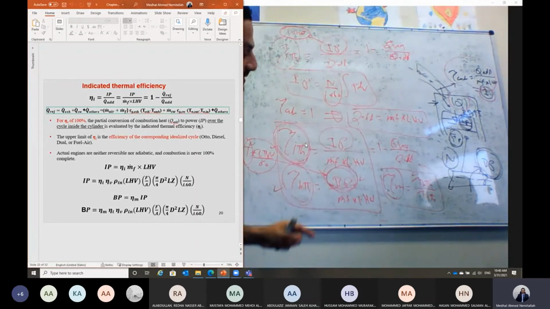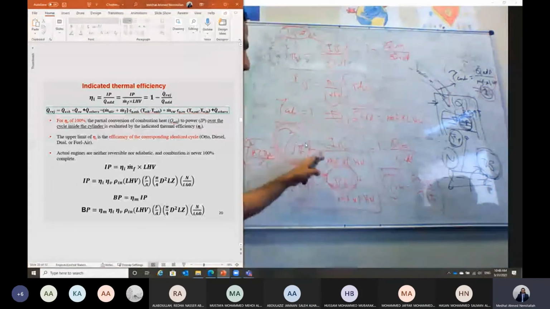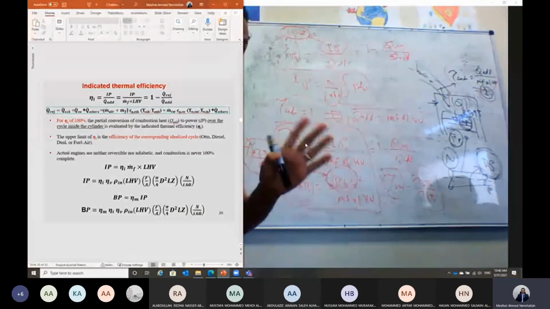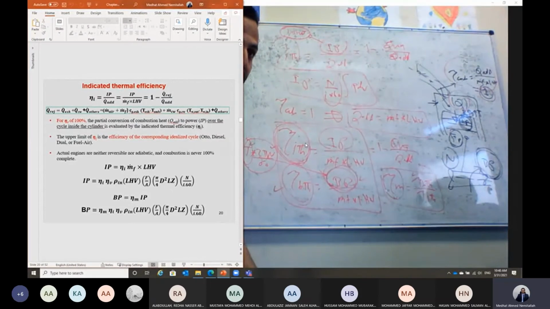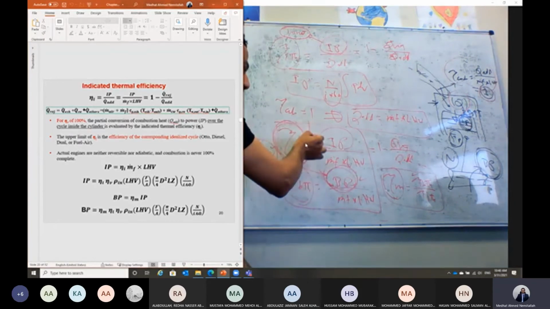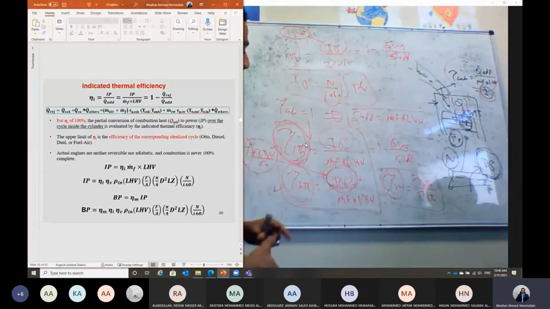So as a matter of fact, for the whole course, we can give you a kind of practice problem like the homework problems that you have done. You have calculated the indicated thermal efficiency. Then from this point, you can continue throughout this chapter to calculate all of the performance parameters of the engine.